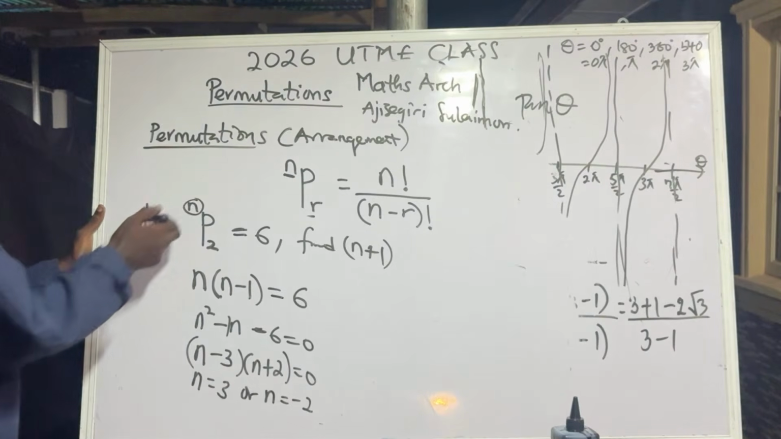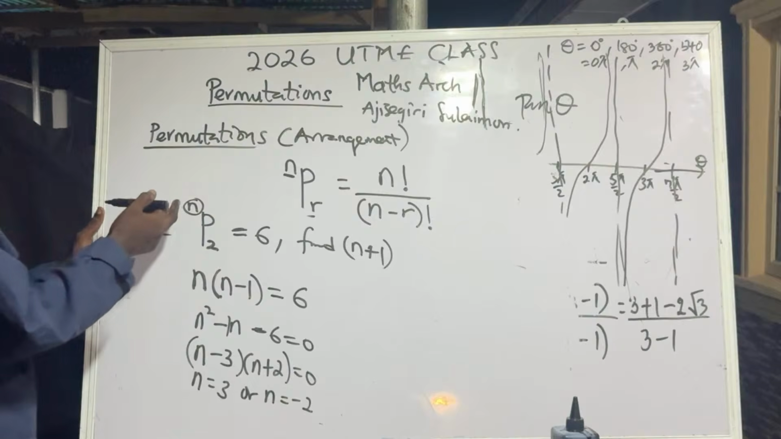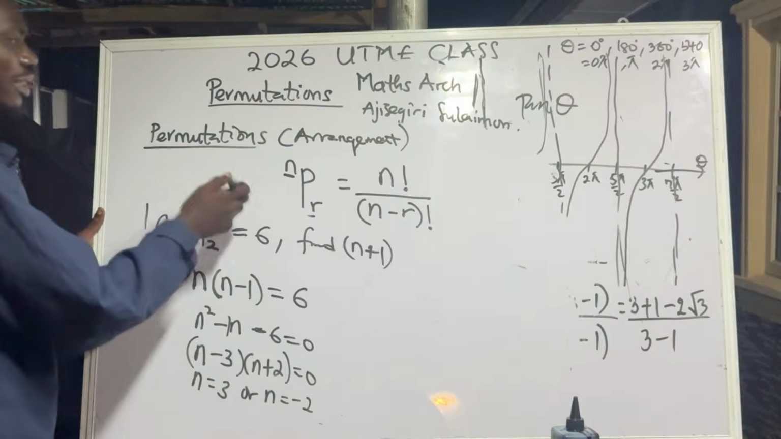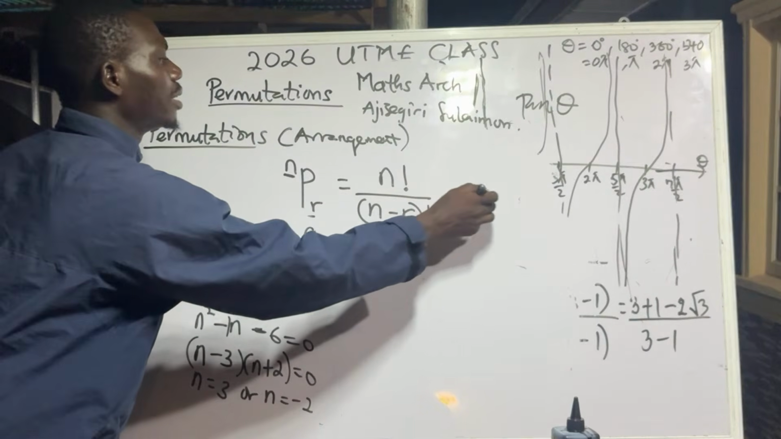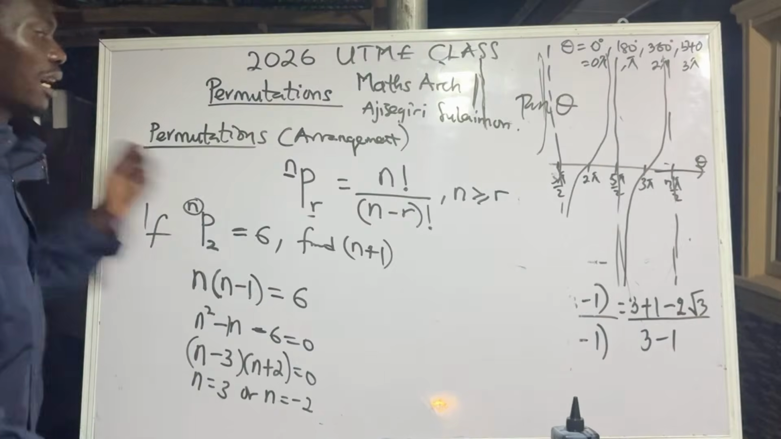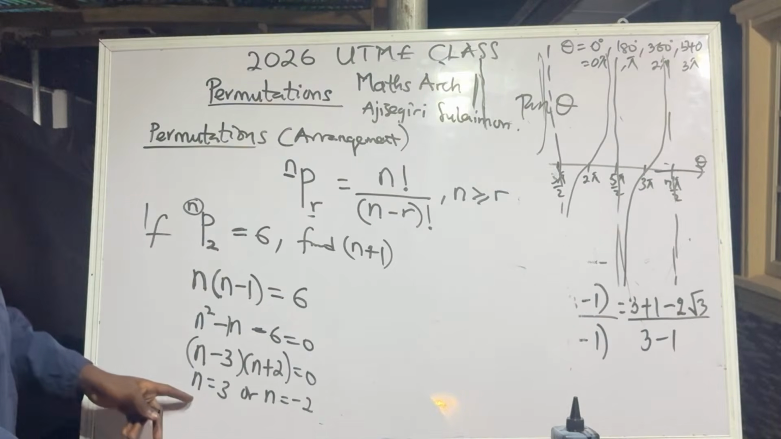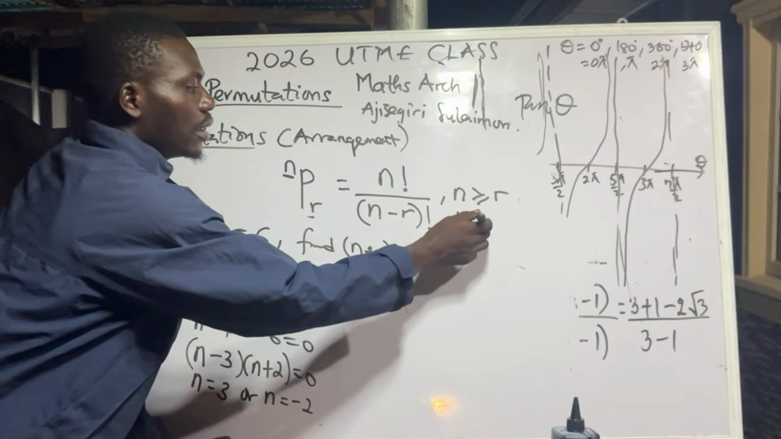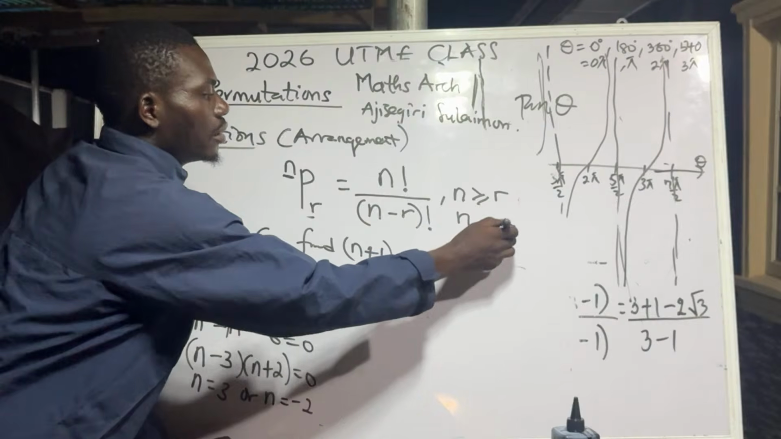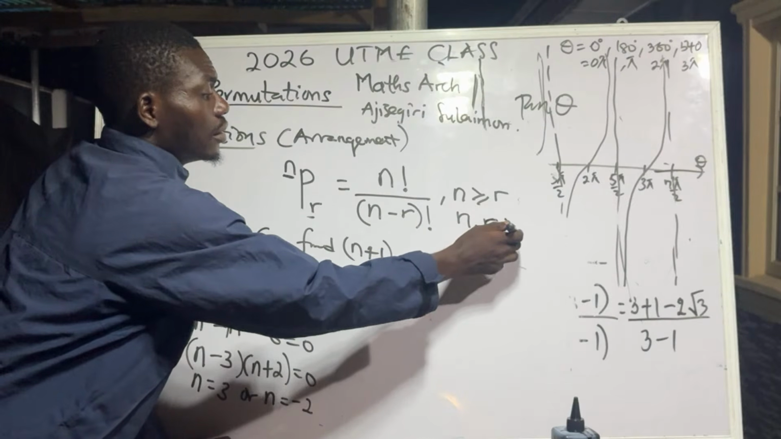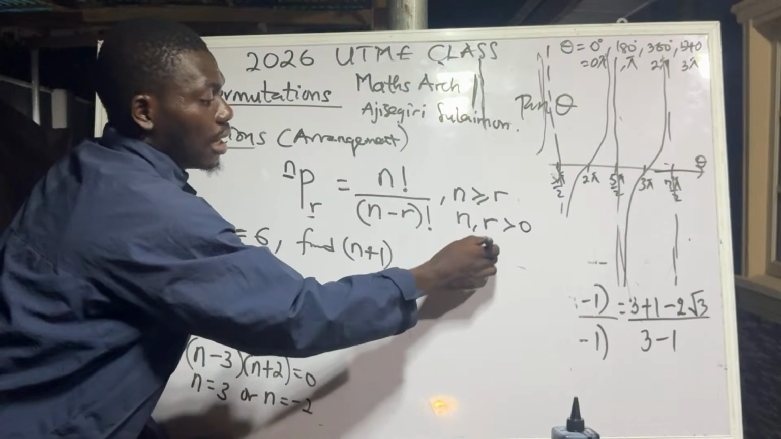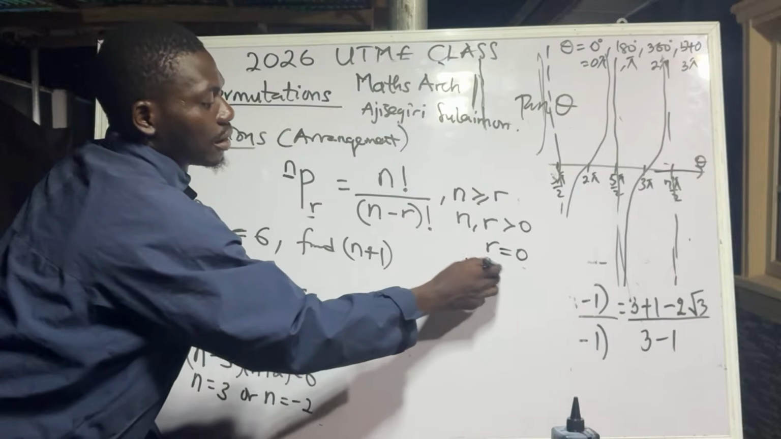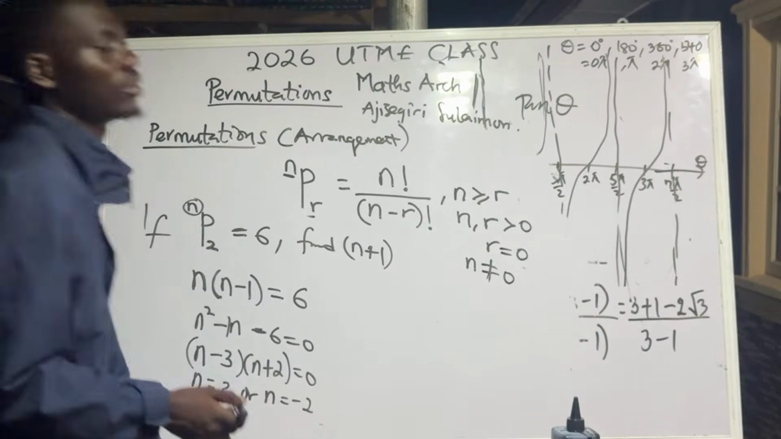Note that n here cannot be negative. And also, r cannot be greater than n. I should have talked about that: n is greater than or equal to r. So n cannot be negative. N and r are greater than or equal to 0. R can be equal to 0 too, but n cannot be equal to 0. Note that.